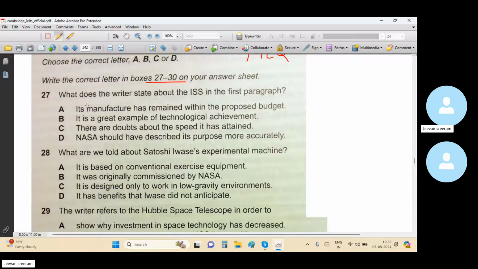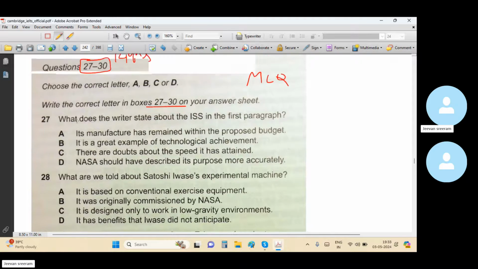The passage talks about the International Space Station, which is like a huge science laboratory flying around Earth really fast, right? NASA told the US government it would be really great for science and technology, and they spent a lot of money on it, over 150 billion, of course, approximately 150 billion as per the first paragraph of this passage, right?